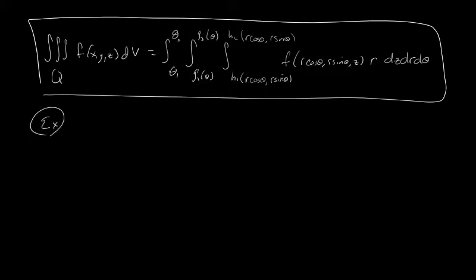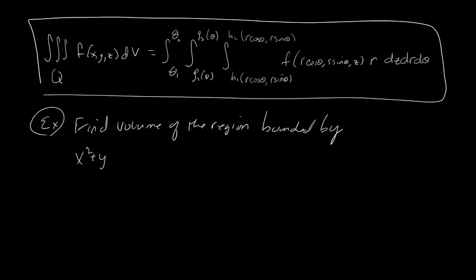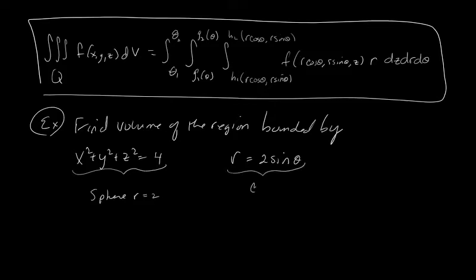All right, so let's do an example. Let's find the volume of a region. Find the volume of the region bounded by x squared plus y squared plus z squared equal to r squared equal to 4, and r equal to 2 sine of theta. All right, so the first thing I want you to notice is that the x squared plus y squared plus z squared is equal to 4. That's a sphere with radius 2. Okay. For r equal to 2 sine theta, we don't have a z component here. So this is going to be a cylinder that's going to run parallel to the z-axis.